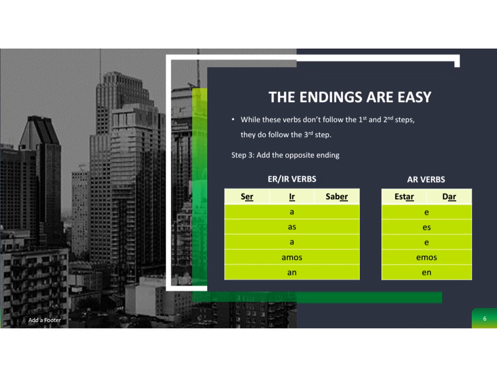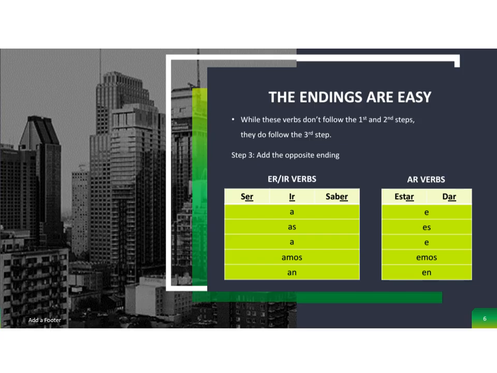The next thing that I want to show you is that these 5 irregulars can actually be really easy if you look at the endings. So you can try to memorize all 5 verbs in all 5 forms. That means you're going to have to memorize 25 words, or you can look for the patterns, and that will save you a lot of time. So we've already looked at the fact that these verbs do not follow the first and second steps, but they do follow the third step. So even though we can't put them in the yo form and drop the o, we can do the third step, which is adding the opposite ending.